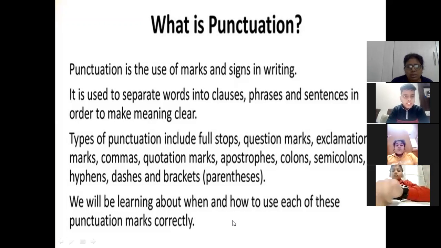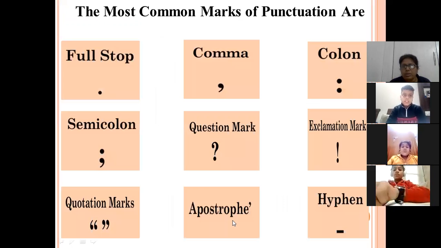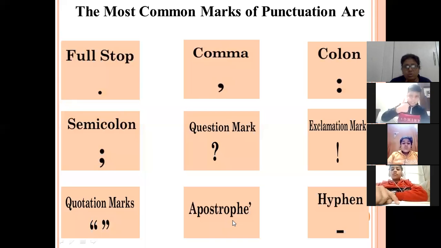So now let's see. Piyush, my screen is visible with different signs. Just give me a thumbs up. Yeah, fine.